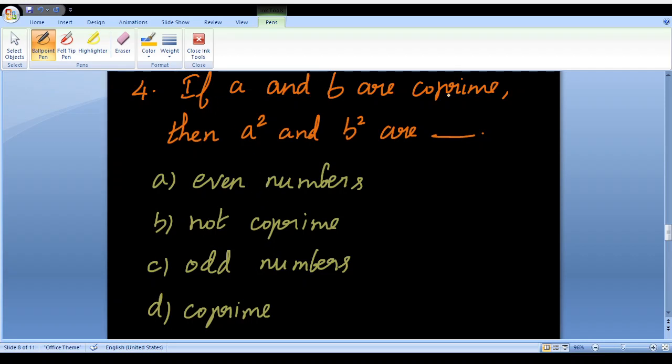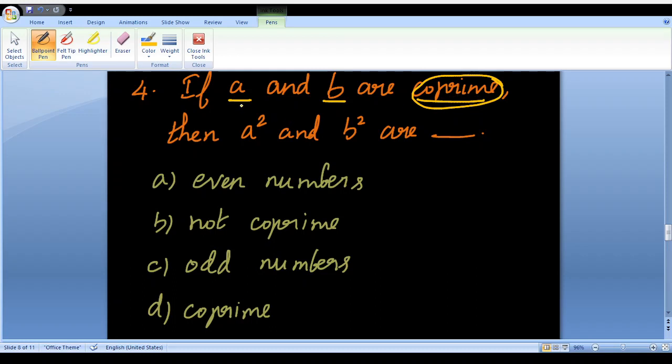If A and B are co-prime, then A square and B square are dash. Okay, so A and B both are co-prime. So what is co-prime? You might have learned this already in your lower classes, right? Co-prime is nothing but they will have only one common factor. Only 1 will be the common factor for them.